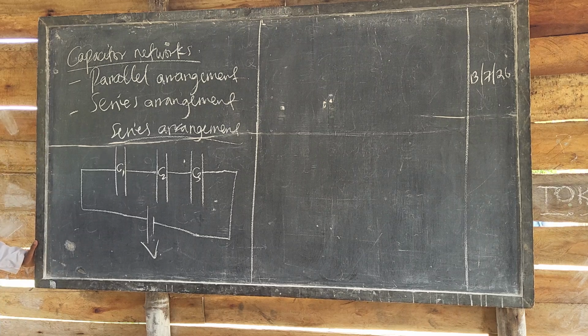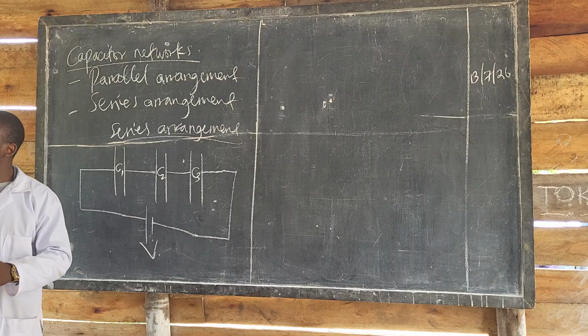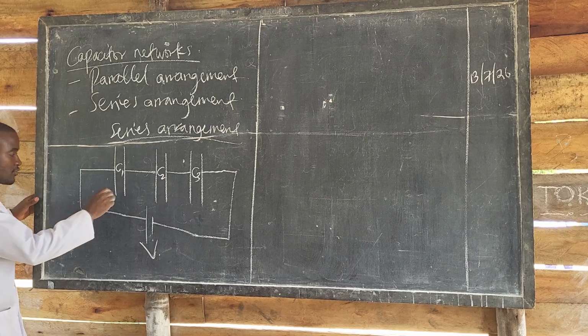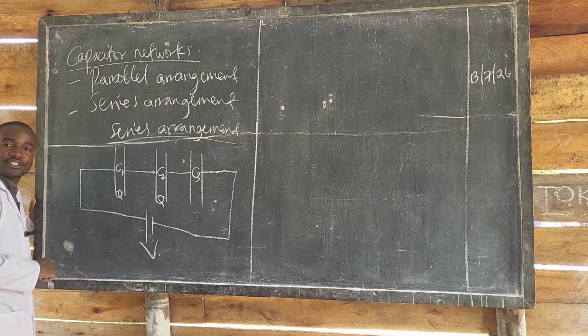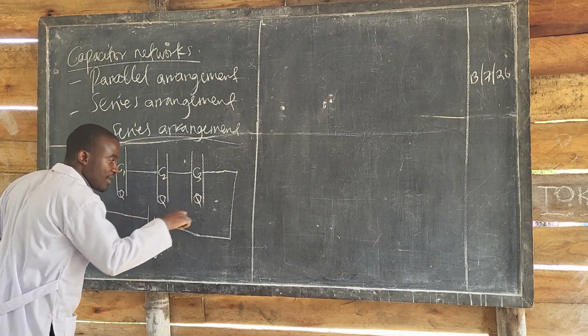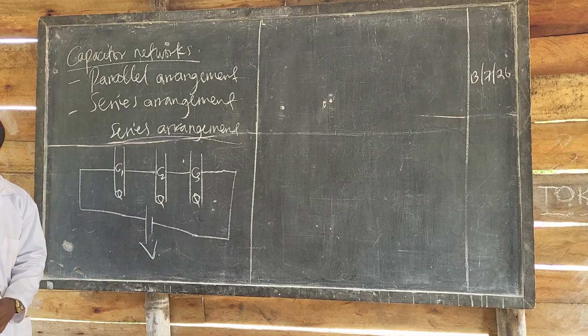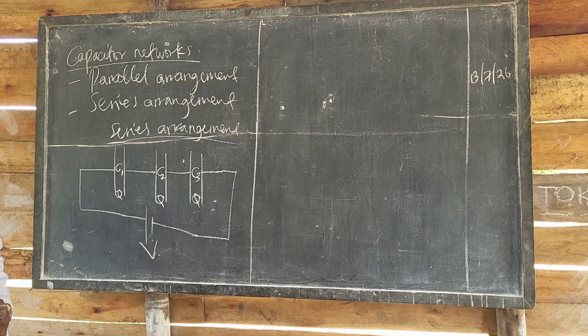Are we together? So in this case, if you arrange them in series, you will have the same charge on each capacitor. So this will be having the same charge too. This one will also be having the same charge too. And then this one will be having the same charge. Now we are considering a case of only 3, but they can even be more than 3.